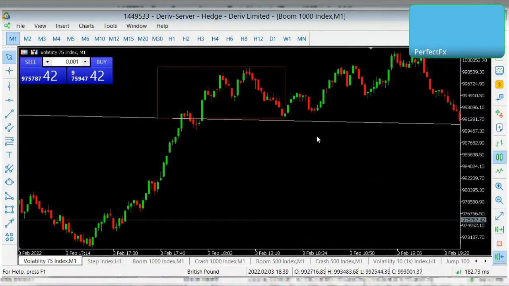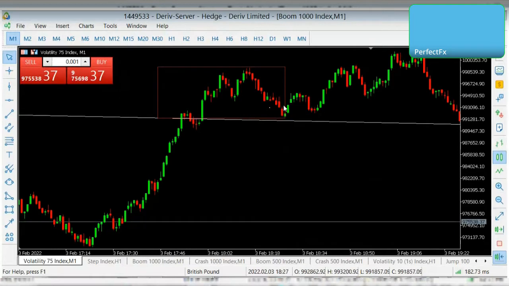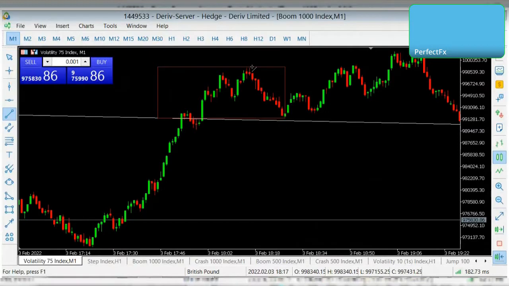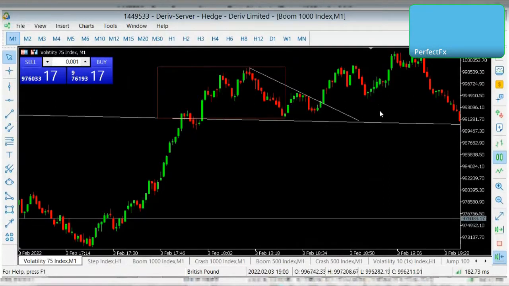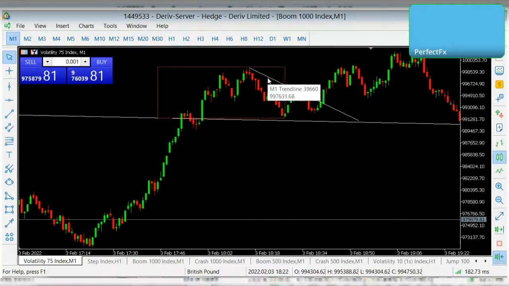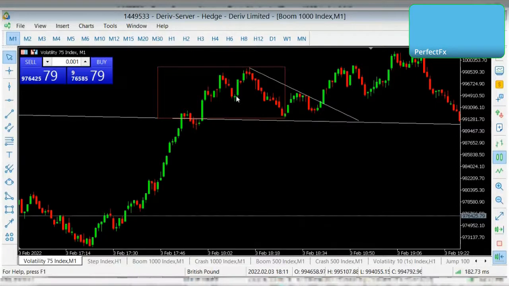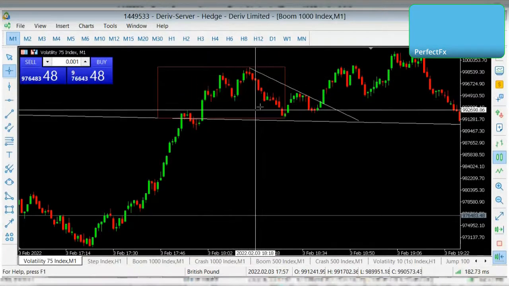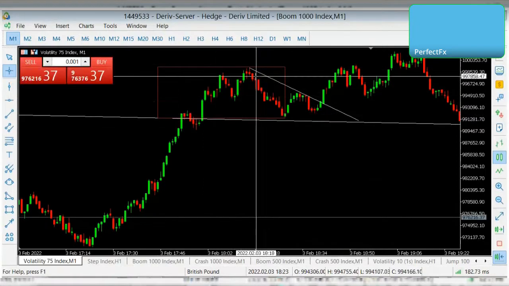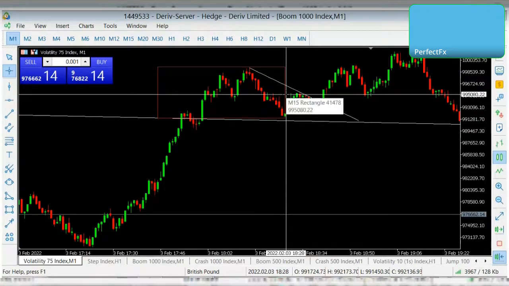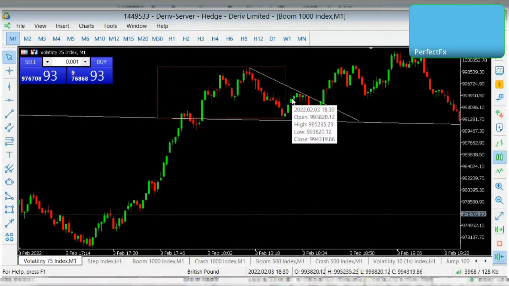Now what you'll be looking out for on the 1 minute time frame is nothing different from what you did on the 15 minutes time frame, which is actually a breakout on the 15 minutes time frame. You'll be looking out for the candle that actually broke the trend line on the 1 minute time frame significantly.